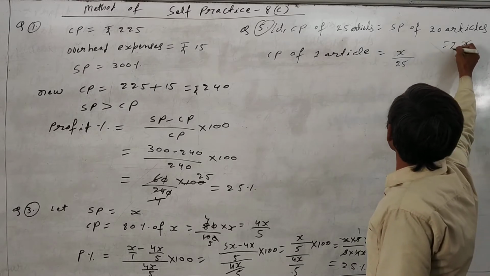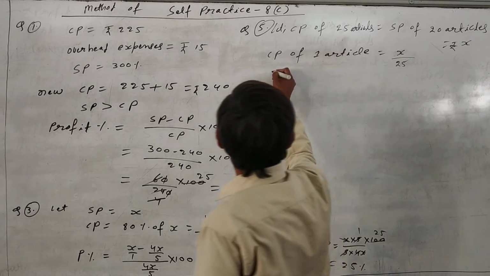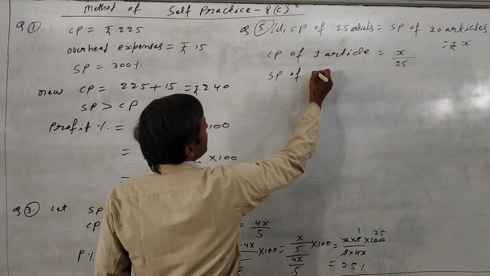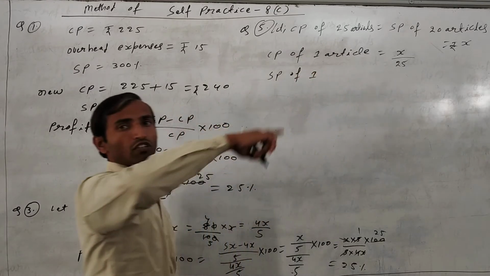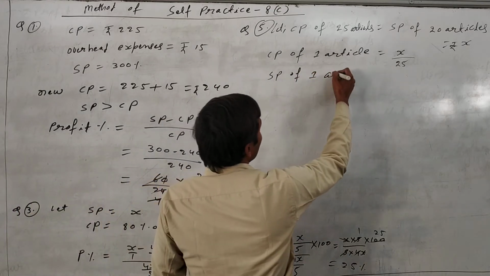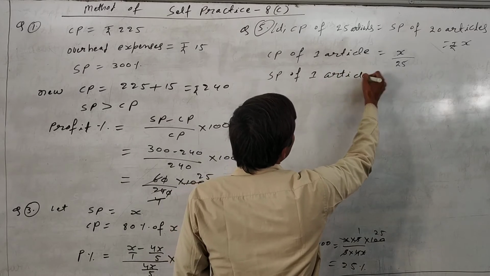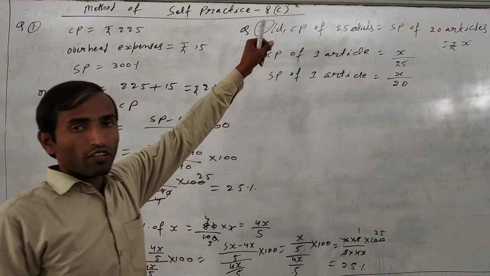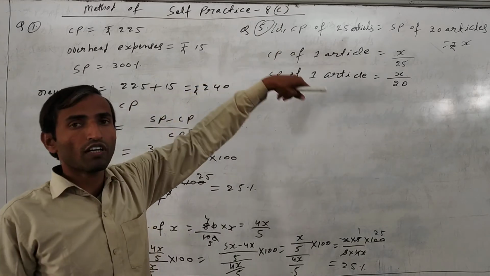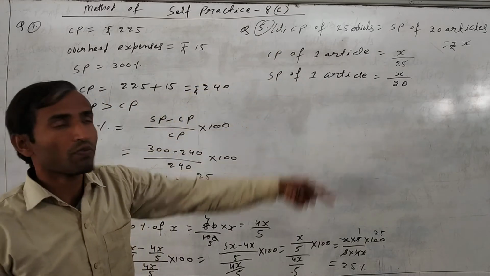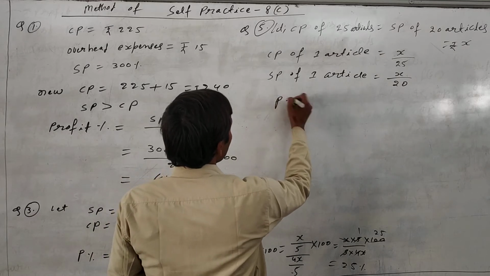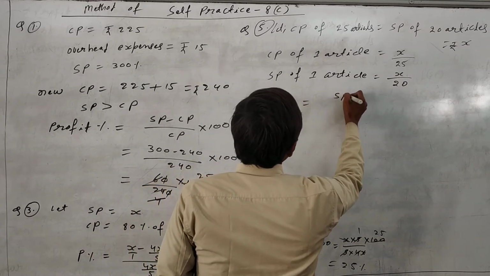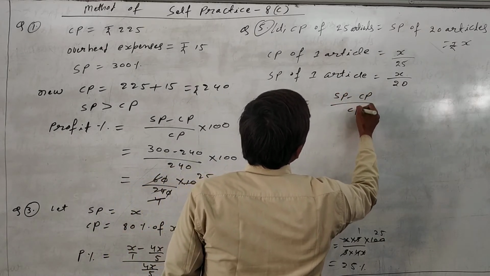Now we have to find SP of one article. So again we will divide x by 20. So SP of one article is equal to x upon 20. So we have CP of one article and SP of one article. Now we can find profit percent. So just apply the profit percent formula here: SP minus CP upon CP into 100.